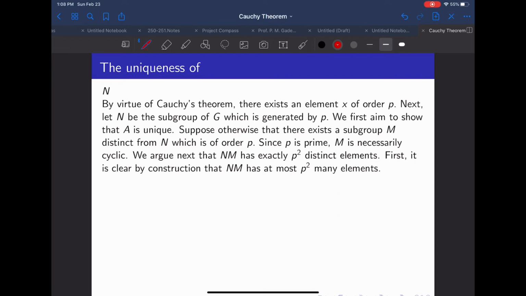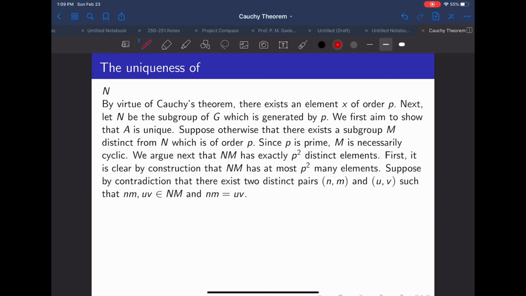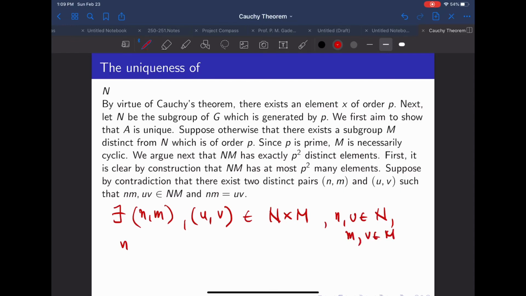Now, since N has p many elements and M has p many elements, by construction it's clear that NM has at most p squared many elements. What we need to prove here is that we are not getting some repetition by taking arbitrary products of elements of N and M. So to prove this, let's suppose by contradiction that there exist nm and uv in the product NM, where we want n and u to be in N and m and v to be in M, and nm is equal to uv. So somehow we're able to take distinct pairs, put them together, and we get the same element. We want to show that this is not possible.